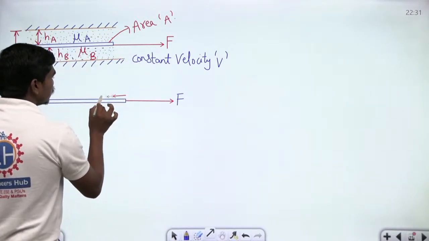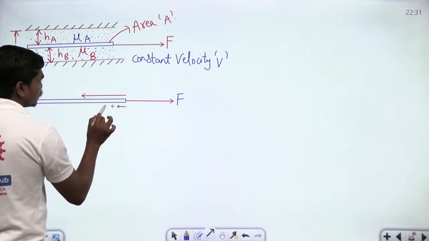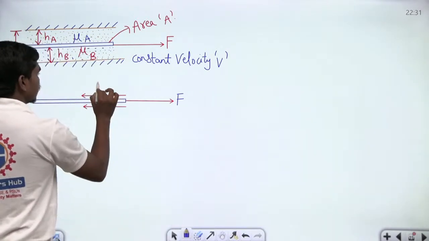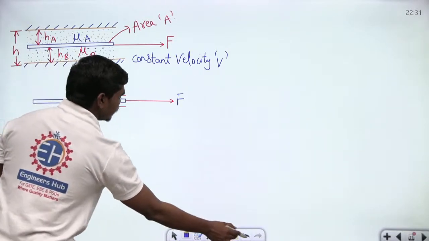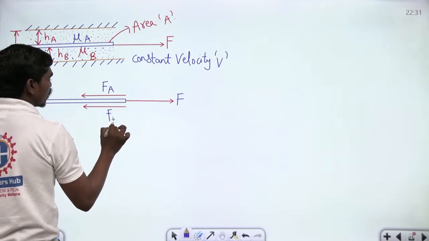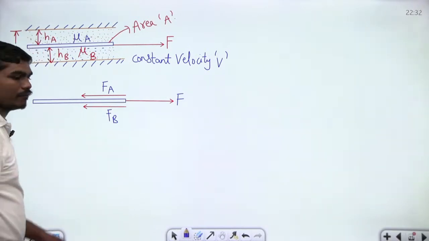So there are some forces pulling this in the opposite direction, and of course this force can be designated with tau A, or let us write FA, the force on the top side, and this is FB, the force on the bottom side.